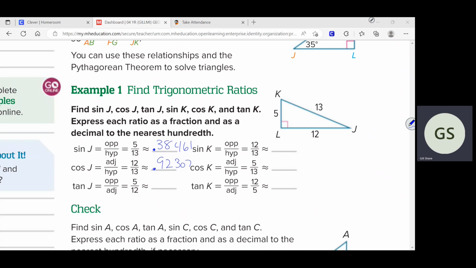We're just going to jump straight into using the calculator. If you don't have a calculator, you need a calculator. And tan J is 4.16 for 80. Yeah, you need it.